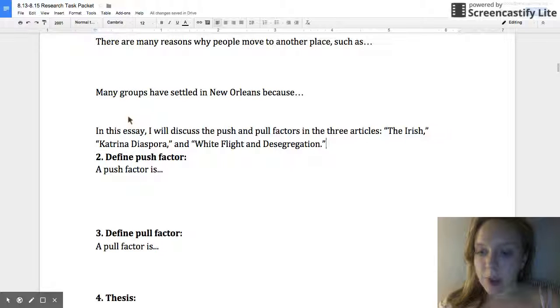Make sure you define what a push factor is and what a pull factor is. If you need help with this, go ahead and look at the video from yesterday where we defined those 2 things. Or you can look in your vocabulary from this week from Social Studies Hallmark.